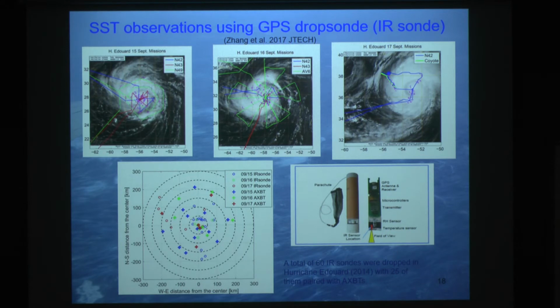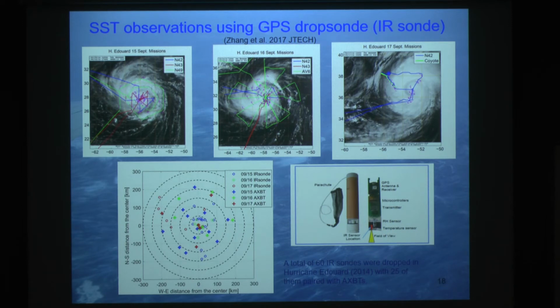This is Hurricane Edouard, 2014. The upper figures show the visible image plus the flight tracks. In Hurricane Edouard, we did multiple aircraft missions. For instance, on the 15th, we have two P3s. The 42 and 43 are the P3 aircraft. We also have 49, the G4, that flies at higher altitude. On the 16th, we have AV6, which is a Global Hawk, a NASA unmanned aircraft. It's a huge and very expensive aircraft that flew on top of the P3s.